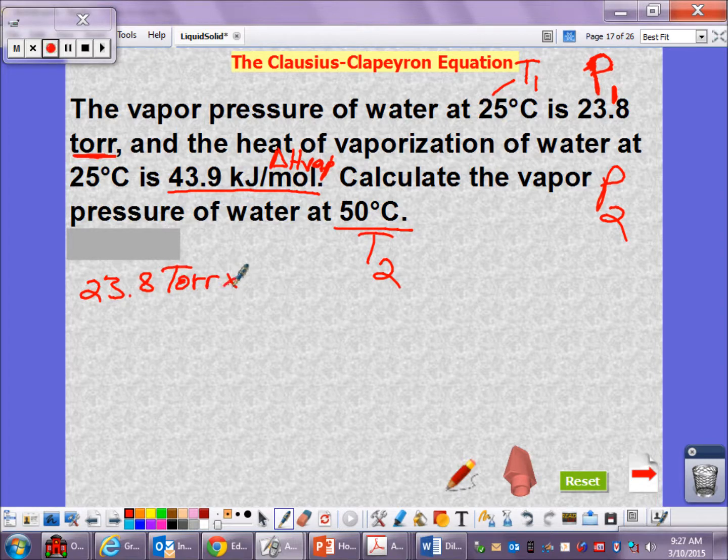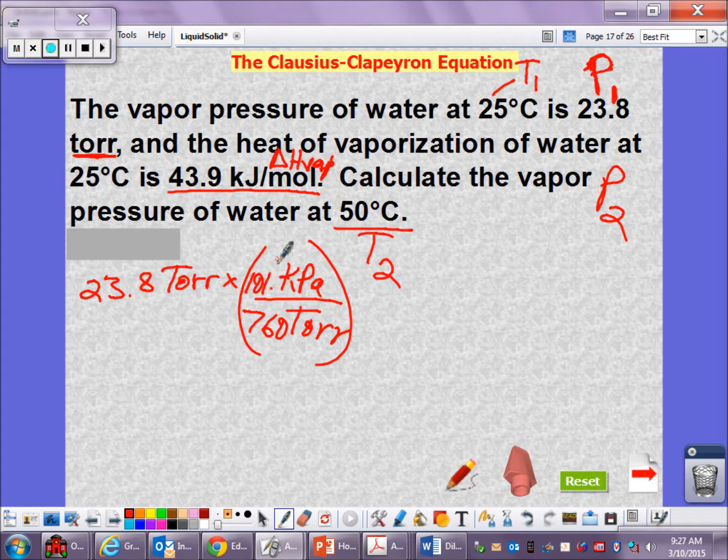Let's use a conversion factor. This is our kilopascal and this is torr, and we know that 760 torr is the same thing as 101.3, or 101.325 kilopascal. In my head it is easier for me to convert the pressure into kilopascal, so I won't have to change my R. So can someone tell me what that pressure is? 3.17 kilopascal.